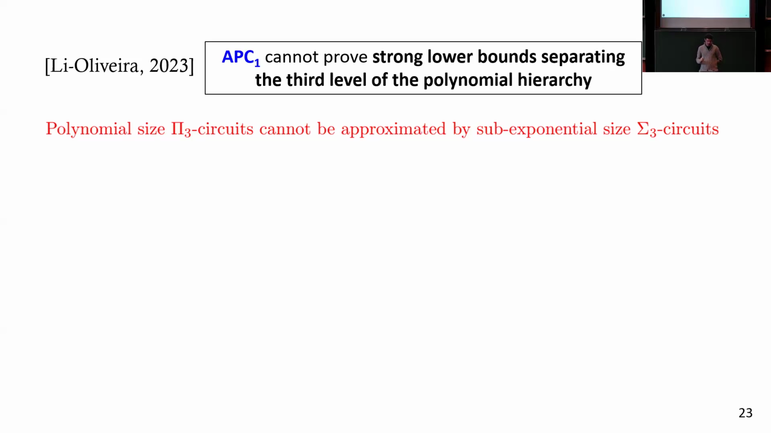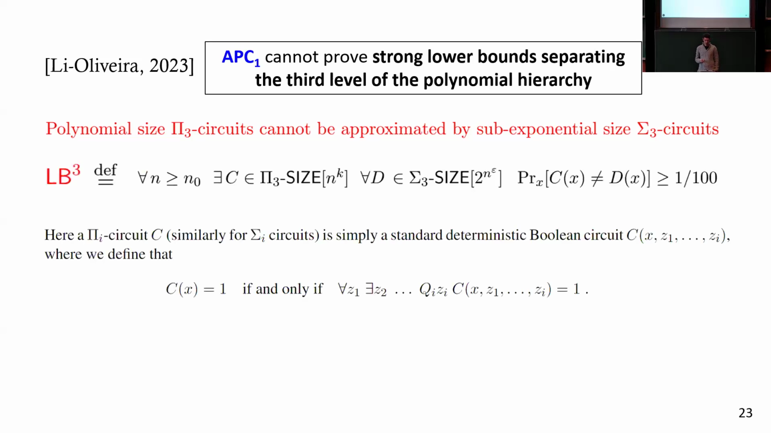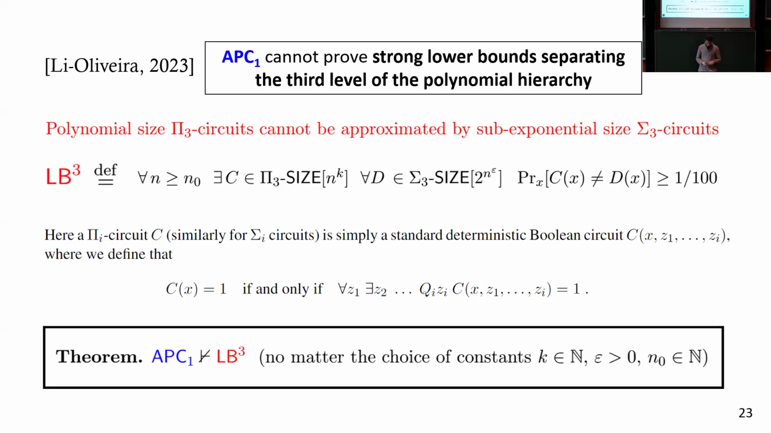So more precisely, we have a sentence saying that polynomial size Pi3 circuits cannot be approximated by sub-exponential size Sigma3 circuits. So this is like the non-uniform analog of the third level of the polynomial hierarchy. And you can formalize the statement in a natural way. The circuits are just like standard circuits, but they have extra inputs for the non-deterministic guesses. And formally we show that APC1 cannot show this lower bound sentence.